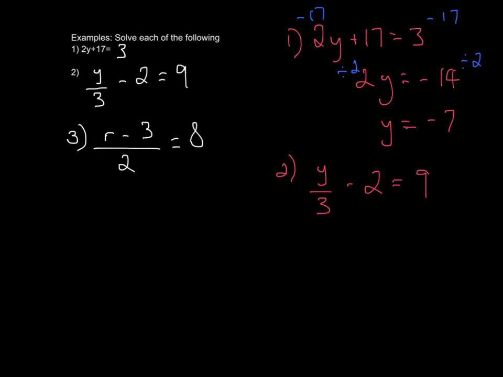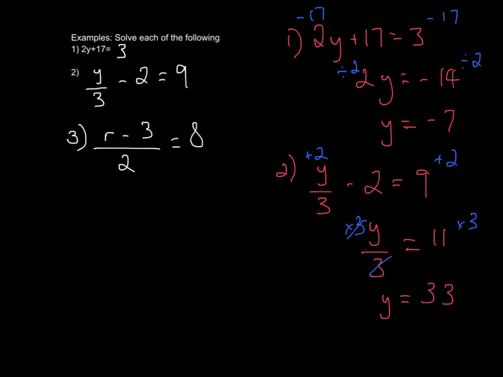First thing we need to do is get that negative 2 over to the other side. So to do that we have to plus 2 to both sides. And then we're left with y over 3 equals 9 plus 2 is 11. And this is y divided by 3 equals 11. Opposite of divide is multiply. So we multiply both sides by 3, and that will cancel that 3 out. And it leaves us with y equals 11 times 3 is 33.